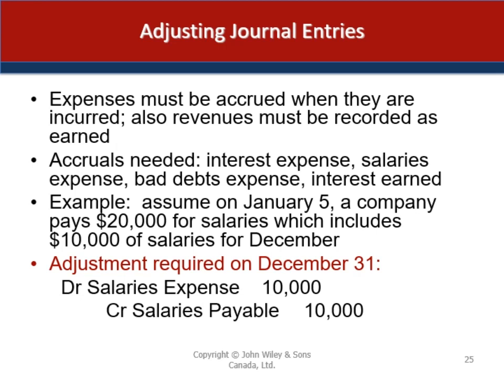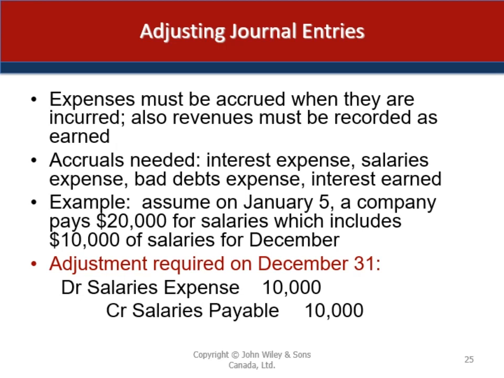So the adjustment we would have to do on December 31st would be to debit salaries expense and credit salaries payable. And then when we paid them on January the 5th, we would debit the salaries payable for $10,000 and record salaries expense for only the $10,000 which was incurred in January. And then, of course, the balancing would be the $20,000 of cash that would be paid.